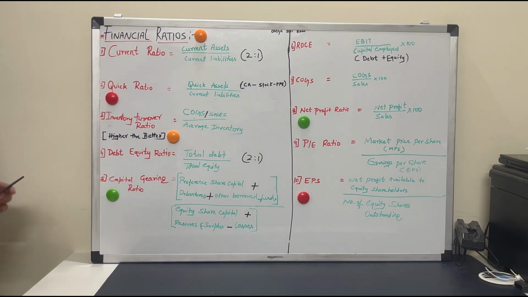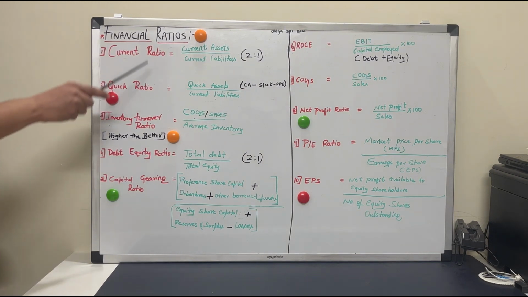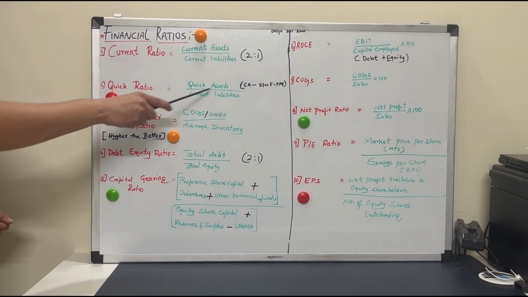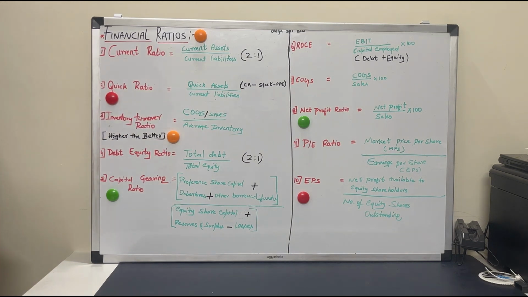Now most of the businesses prefer quick ratio over and above current ratio. Why? Because we will look at the definition of quick assets. The formula is quick assets by quick liability. And what does quick asset mean? It means current assets minus stock minus prepaid expenses. Now why are we deducting stock and prepaid expenses?